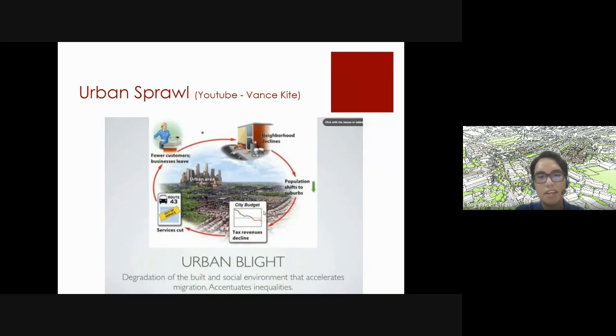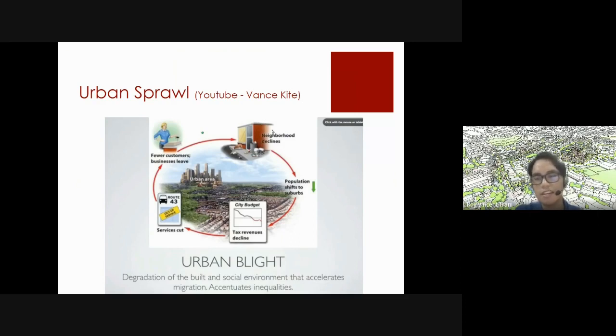Something that's been happening in the US, and I'm sure some of you have seen as well in the Philippines, especially in Cebu City's downtown area, is urban blight. This is the degradation of the built and social environment that accelerates migration and highlights inequalities in an urbanized area. So what is urban blight? It starts out at any of these points. Either the neighborhood is declining, becoming dirtier, less maintained. This is happening in downtown Cebu in our older heritage districts.